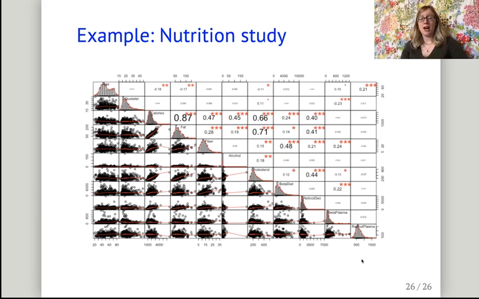So we will stop here with this overview of calculating correlations and working with correlation in R. Next week, we'll talk about regression.